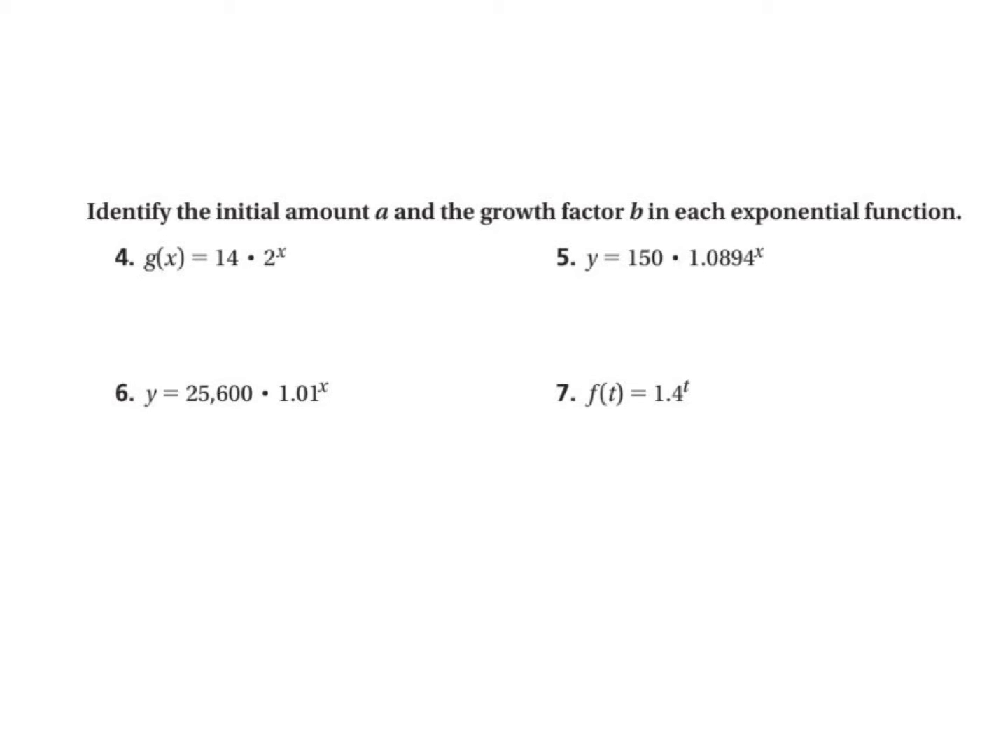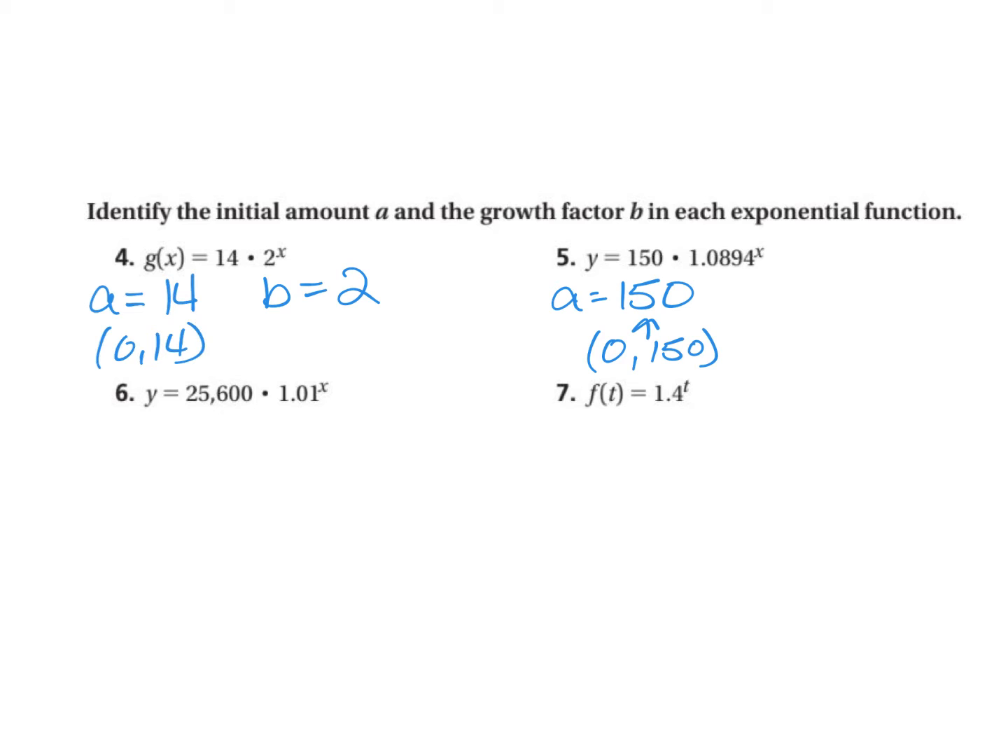All right, so here we're going to identify the initial amount, A, and the growth factor, B, in each of these. So in this case, the initial amount, or A, would be 14, while B would be 2. So this is definitely growth. For the next one, A would be 150. This is your initial amount. This is also your y-intercept. So this would be (0, 150) on the graph. Just like over here, this would be (0, 14) on our graph.